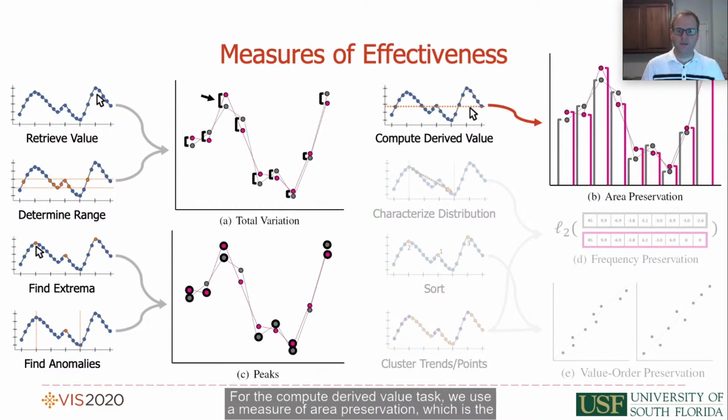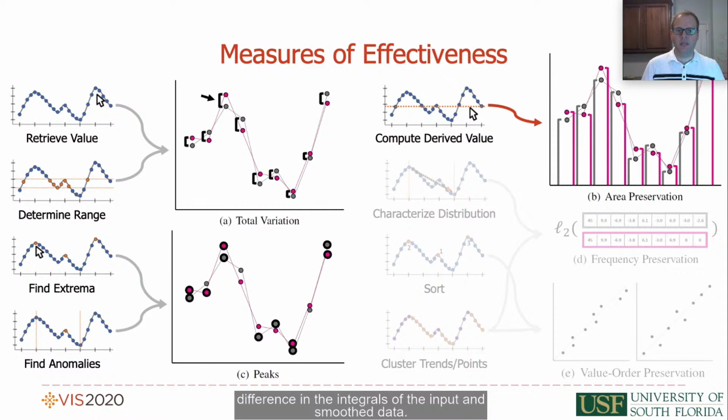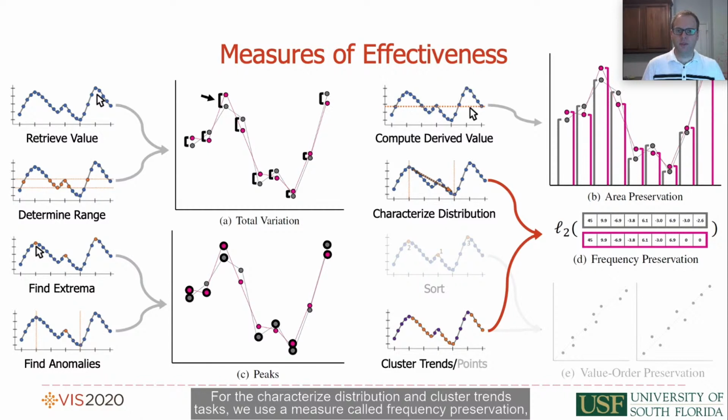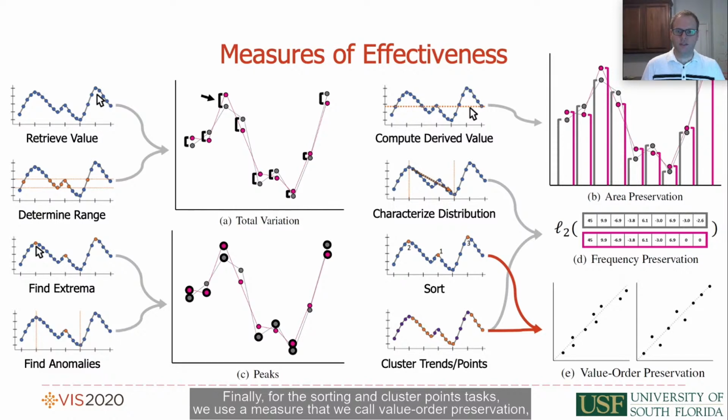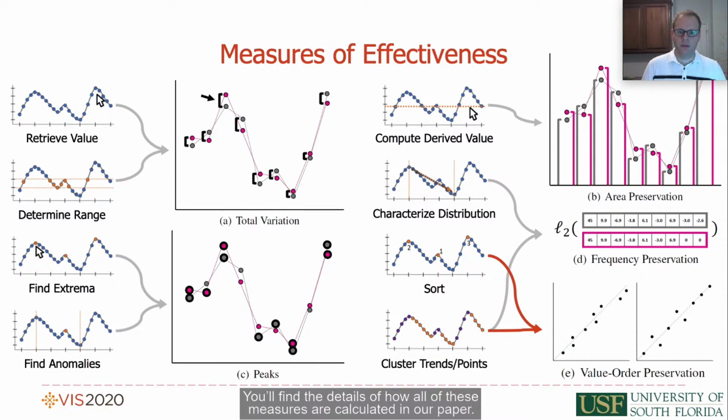For the compute derived value task, we use a measure of area preservation, which is the difference in the integrals of the input and smooth data. For the characterize distribution and clustering trends tasks, we use a measure called frequency preservation, which is an L2 norm of the frequency domain. Finally, for the sorting and clustering points tasks, we use a measure that we call value order preservation, which is based upon Pearson and Spearman correlations of the input and output data. You'll find the details of how all of these measures are calculated within our paper.